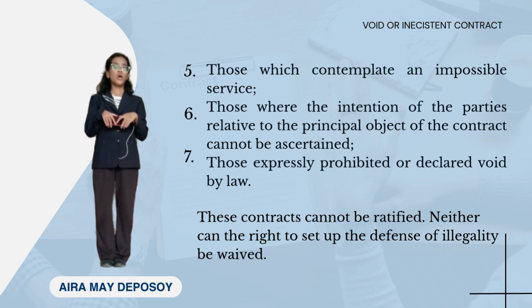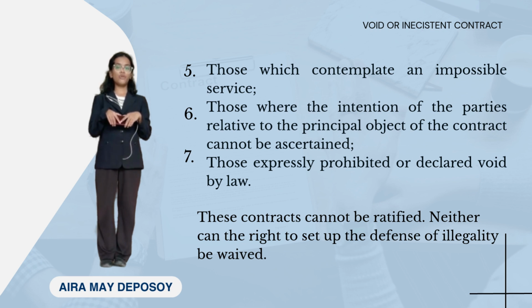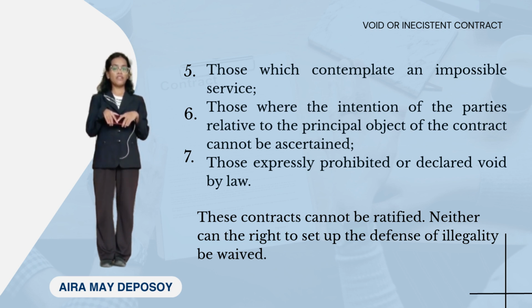Another example is contracts where the parties' intention cannot be determined. It is a contract where we cannot figure out what the parties meant. The contract is considered void. For example, Anna agrees to sell her land to Ben, but she owns 5 lands and doesn't say which one. If the land being sold cannot be identified, there's no valid object, so the contract is considered void.